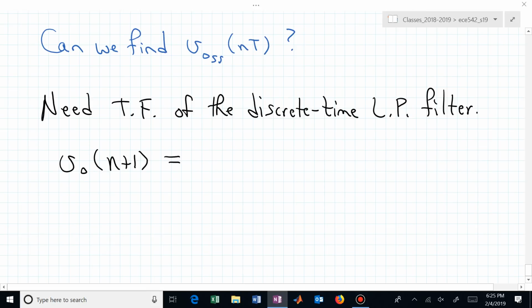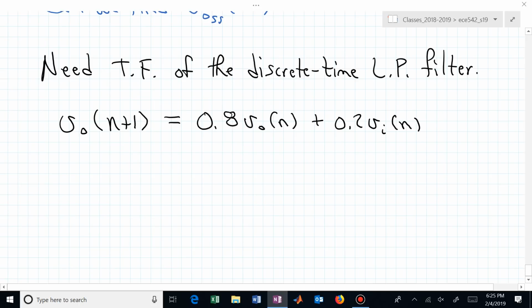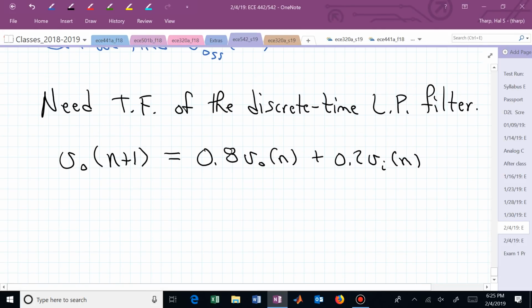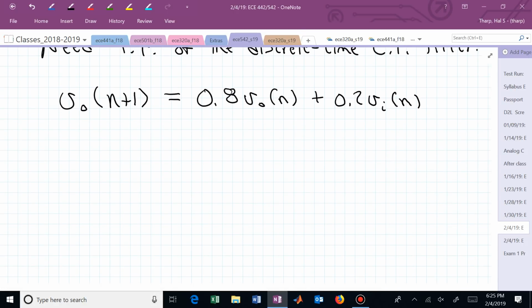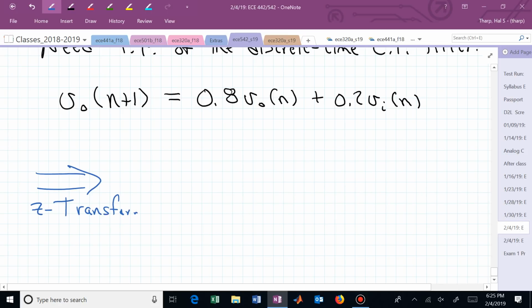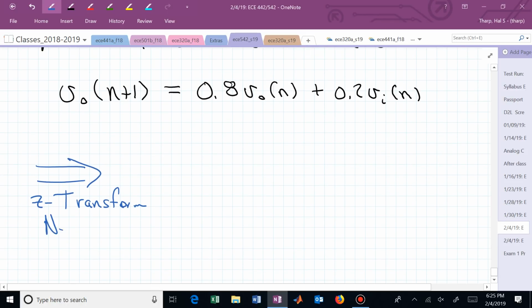And here I'm suppressing the sample period, capital T, from the argument. We already know that. How do we find a transfer function from a difference equation? Homework 2. So now we can z-transform this difference equation, and since we're really only interested in the transfer function, we don't have to worry about the initial conditions.